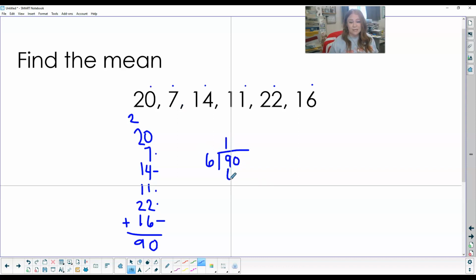So it goes in there 1 time. There's 3 left over. Bring down that 0. Goes in there 5 times. So the mean, everybody would get exactly 15 eggs. They're sharing them. So it sounds mean, but it's the opposite. Everybody's getting a fair share. Add them up, split them up into equal groups of how many there are.